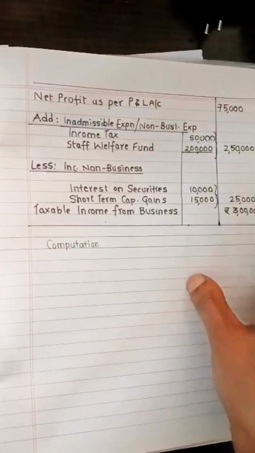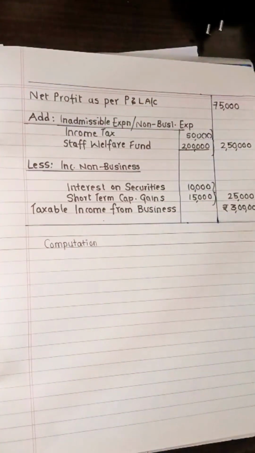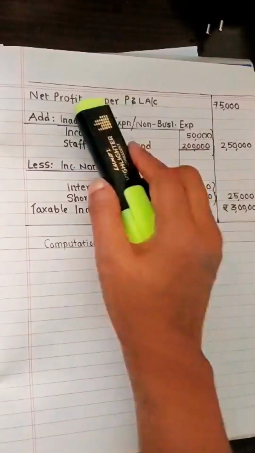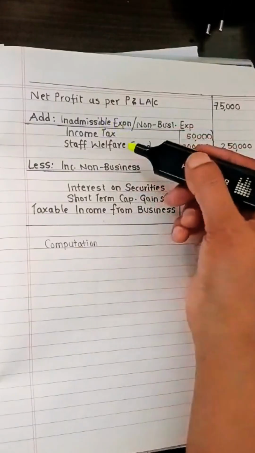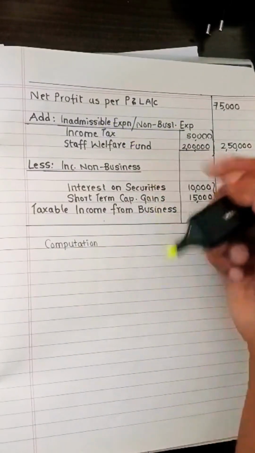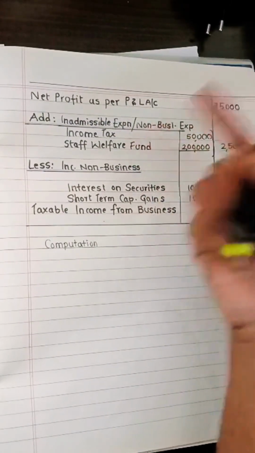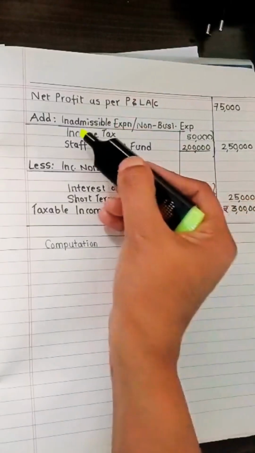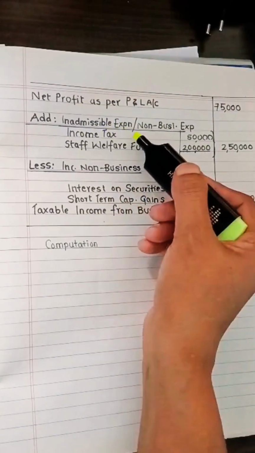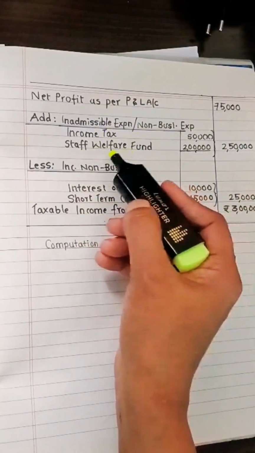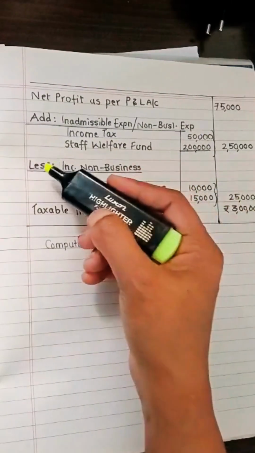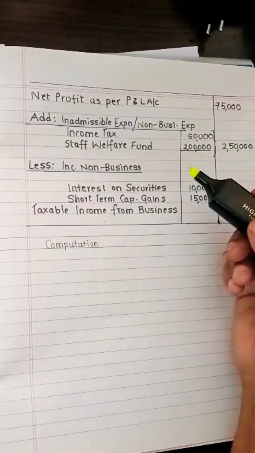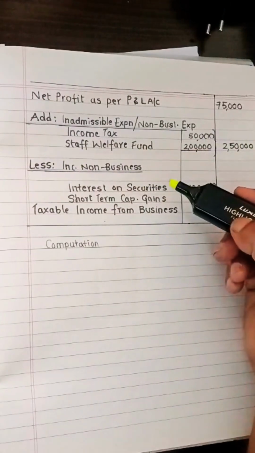So here's your computation of taxable income from business. We start with net profit as per P&L account, which is 75,000 as was there in our P&L account. We add back the inadmissible expenses, or rather expenses which were wrongly debited in the P&L account. They are added back. You remember there were two expenses. One is an appropriation entry of staff welfare fund and income tax. And reduce or less all the non-business incomes that were shown in the profit and loss account.